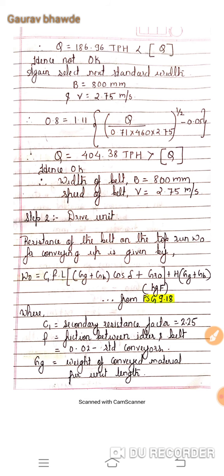where C1 is the secondary resistance factor, which is equal to 2.25, F is the friction between idler and belt, which is equal to 0.02 for standard conveyors, and GG is the weight of conveyed material per unit length.